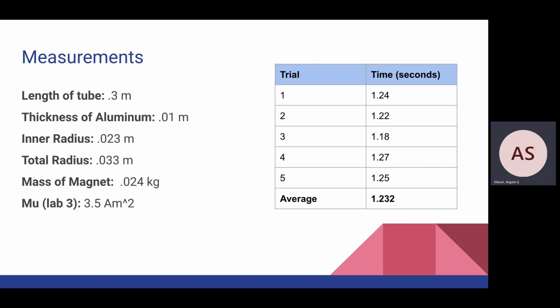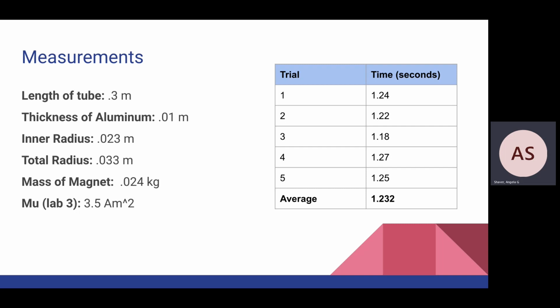The length of my tube was 0.3 meters. The thickness of the aluminum was 0.01 meters. The inner radius was 0.023 meters. The total radius was 0.033 meters. The mass of the magnet was 0.024 kilograms, and the value for mu, which was found in lab 3, was 3.5 amps per meter squared.